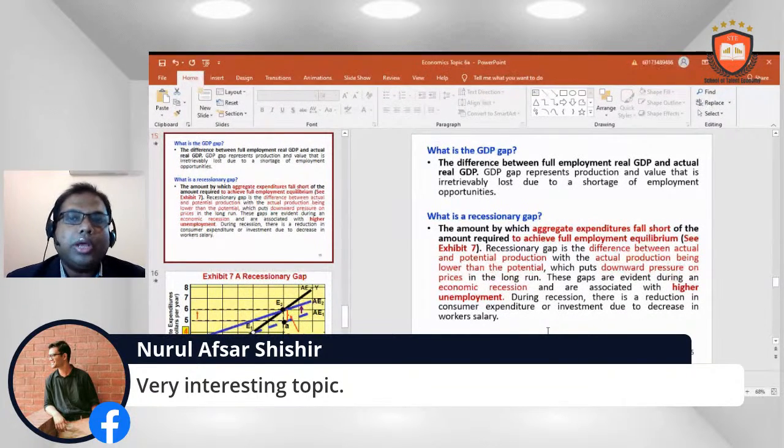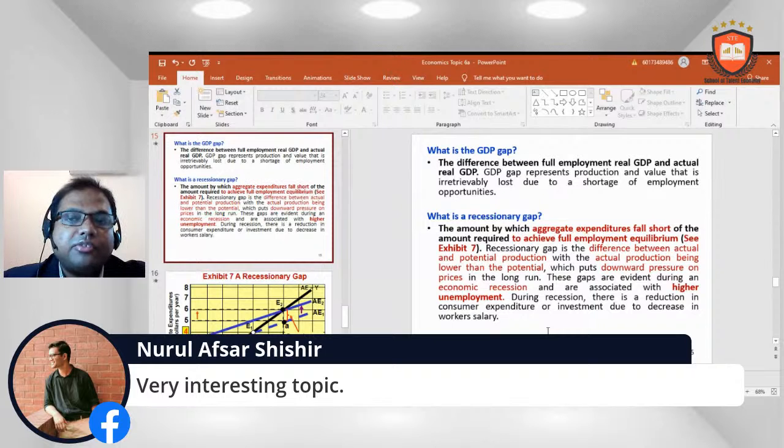The difference between full employment real GDP and actual real GDP. The GDP gap represents production and value that is irretrievably lost due to a shortage of employment opportunity. So the difference between full employment real GDP and actual real GDP is very important. What is the recessionary gap? The amount by which aggregate expenditure falls short of the amount required to achieve full employment equilibrium.